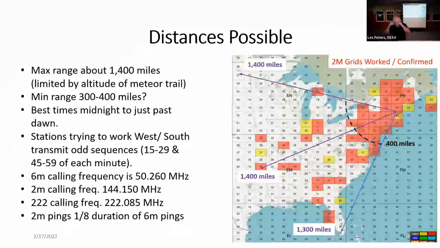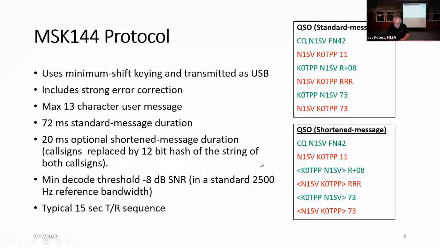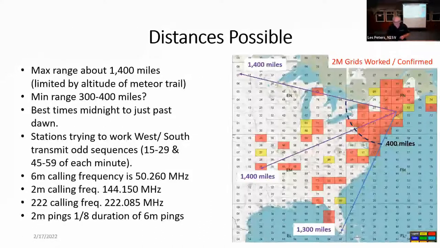Although, if you look at some of these grids down here, that's a tropo opening. But most of the other ones are meteor scatter. So you can see, way out here, Echo Mary 25, there is a nice haul. That's about 1,400 miles or close to it. Up here in the upper left corner, 1,400 miles represents Minnesota. Down at the southern tip of Florida is only 1,300 miles. So you can work pretty far using meteor scatter.